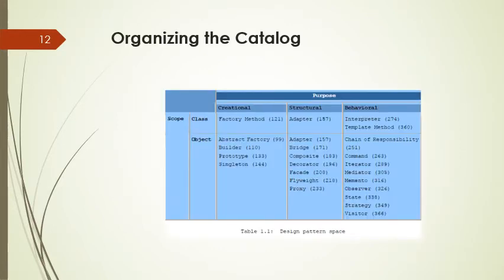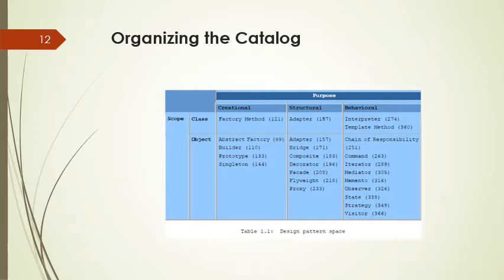So in this slide, we see how the catalog is organized. Now, we have seen the two ways to classify the patterns according to the Gang of Four authors, and that is according to the purpose, and the second one was according to the scope. So if you see in this diagram, you will see the purpose on the top, and on the left hand side the scope, that is the class and object, and on the top purpose, that is creational, structural, and behavioral.